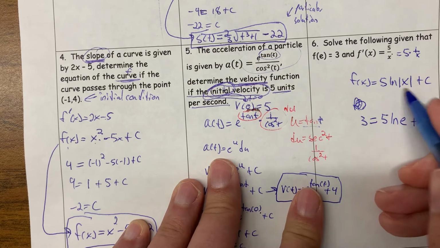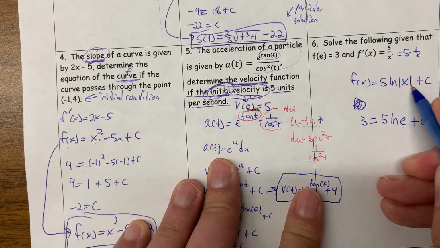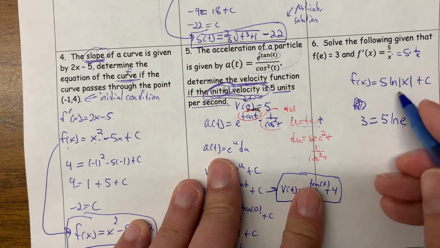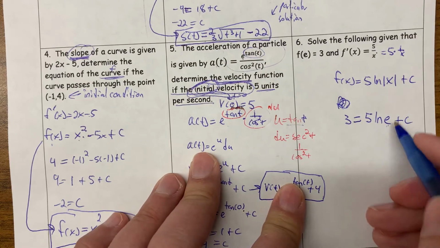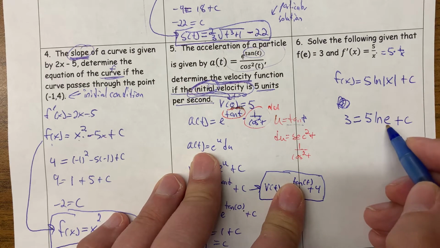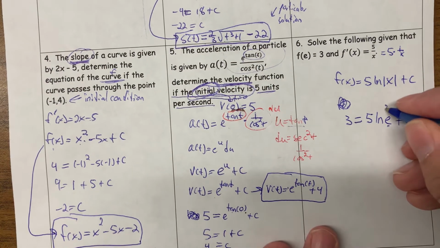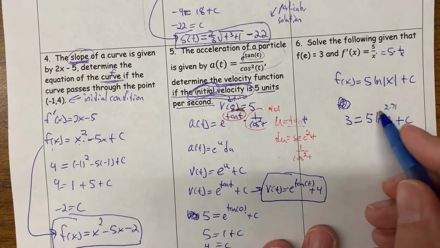plus c. You'll notice I got rid of the absolute value bars here because the absolute value of e is e. Absolute value just changes something negative to positive. So with x, we don't know if it's a positive or a negative, so we need to leave the absolute value there. But e is a positive number. It's like 2.7182818284590, whatever.